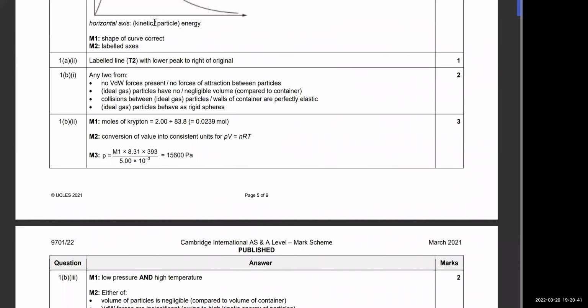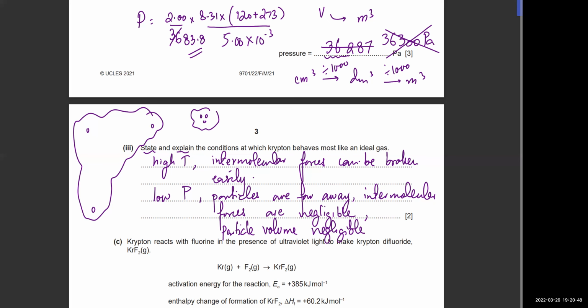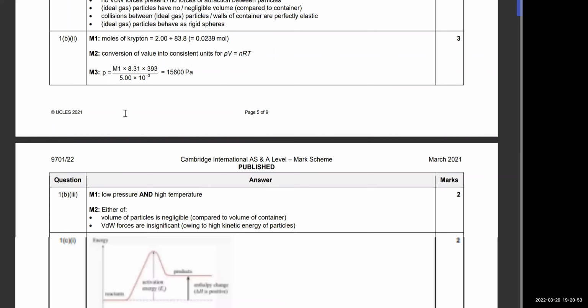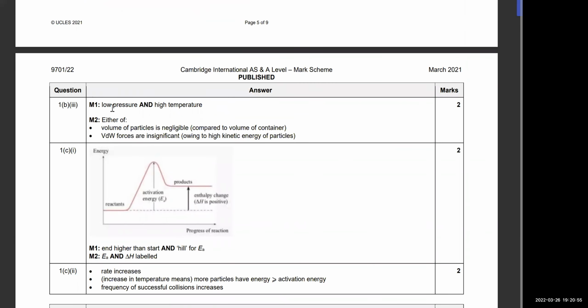So what was this question? Just a second. 1B part 3, sir? B part 3, right? Or is it this one? Yeah. So a low pressure and high temperature, right? So that was one mark.